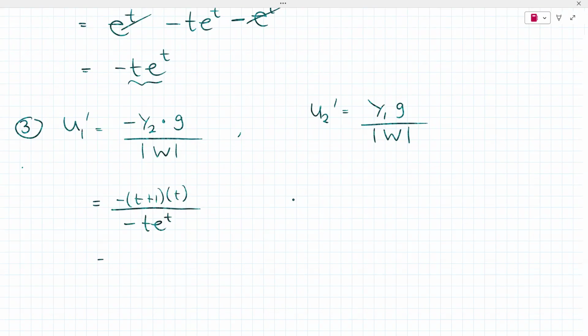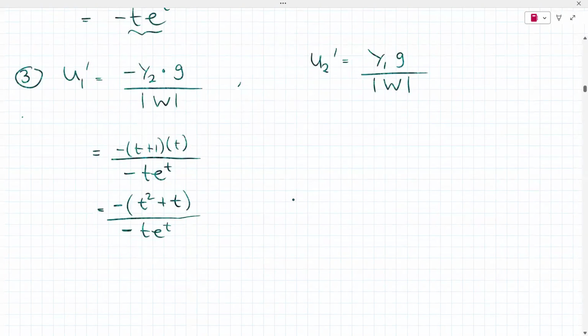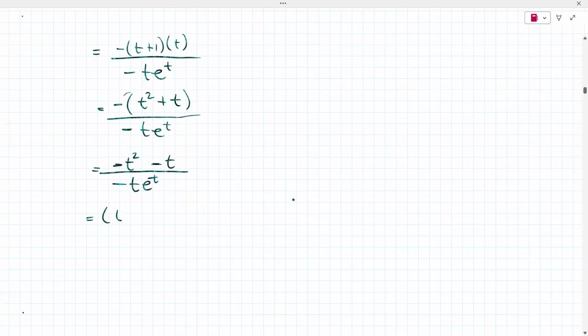We can clean this up. So this is going to be minus, and then this is going to be t squared plus t. And you should FOIL this out. So if you kind of clean this up, you're going to get t plus 1 e to the negative t.